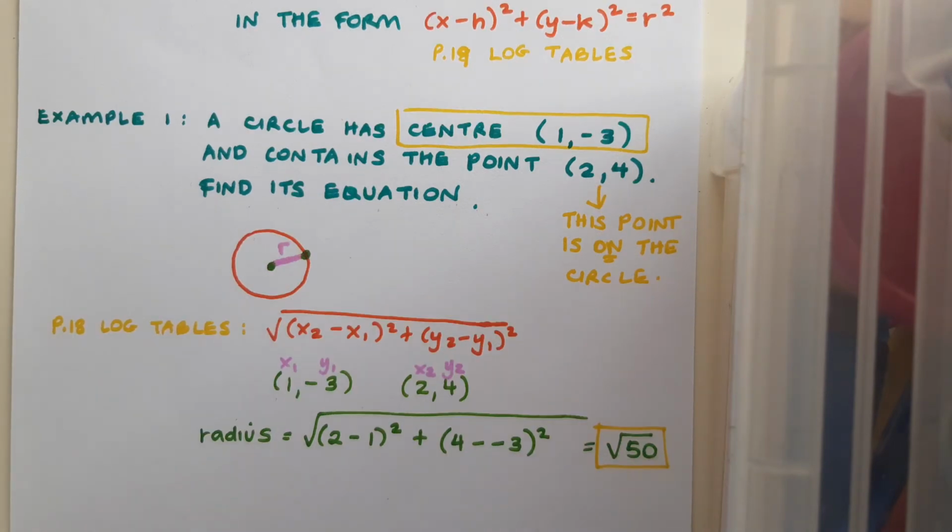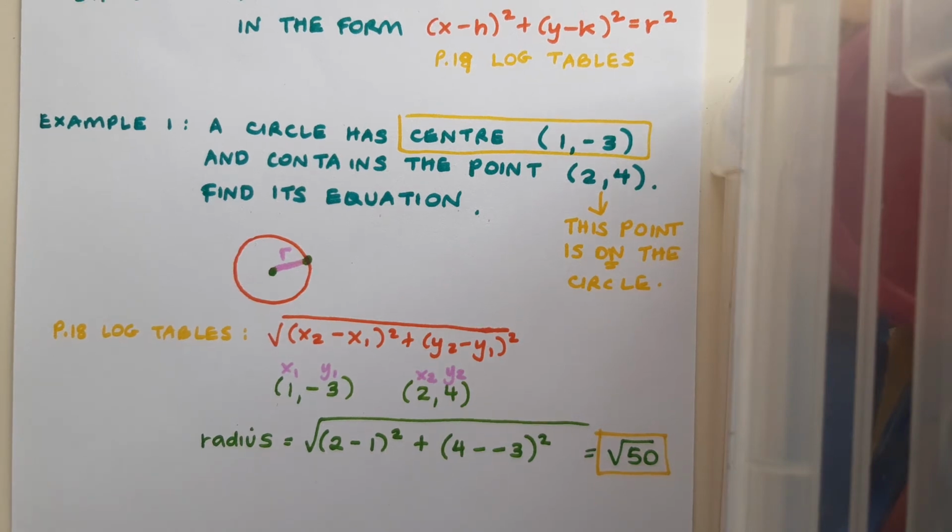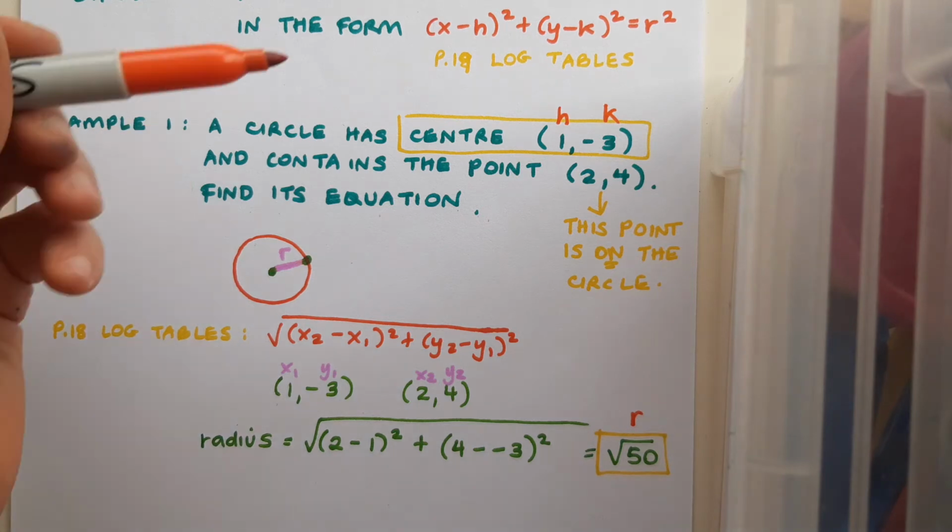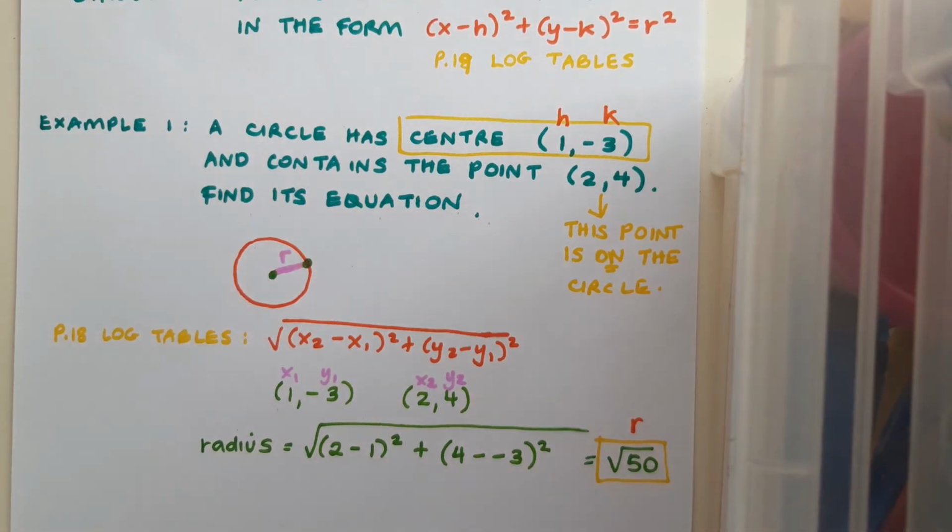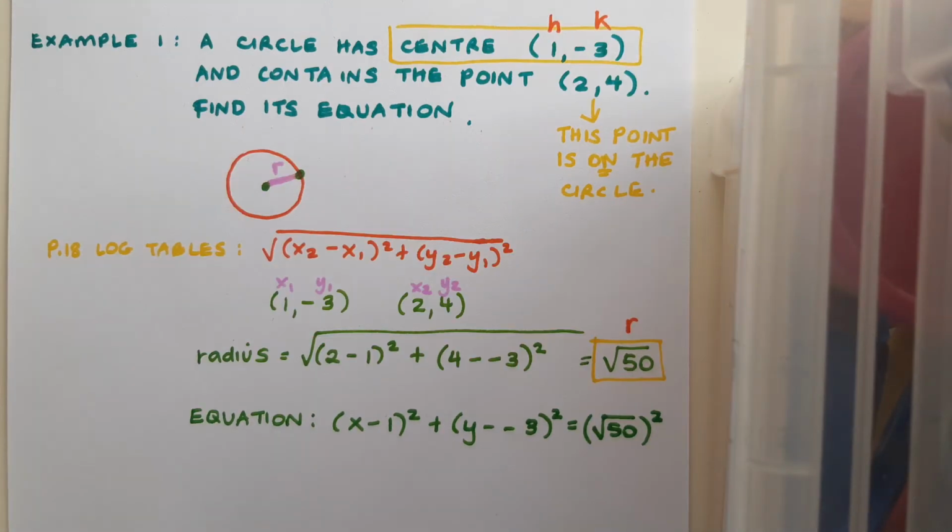It would be a good idea at this stage to label those using h, k and r. And now I'm going to fill those values into my equation formula. So I'm going to have an equation that looks like this: (x minus 1) squared plus (y minus -3) squared, again negative from the formula, negative from the point, equals root 50 squared, and then just a little bit of a tidy up to get my final answer. And in this case I get (x minus 1) squared plus (y plus 3) squared equals 50.